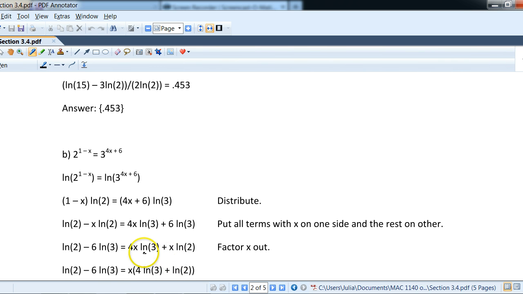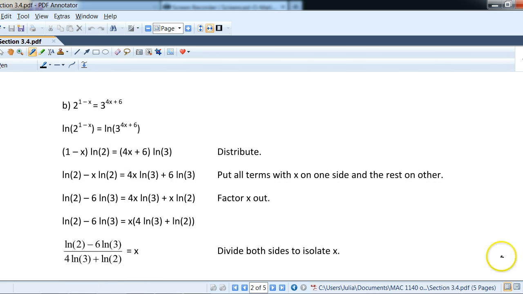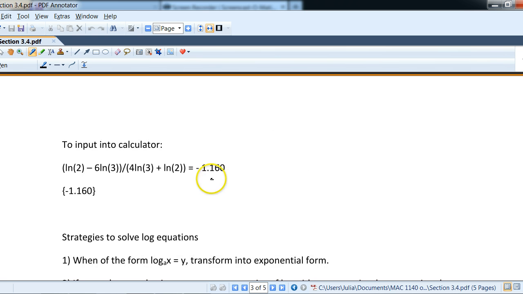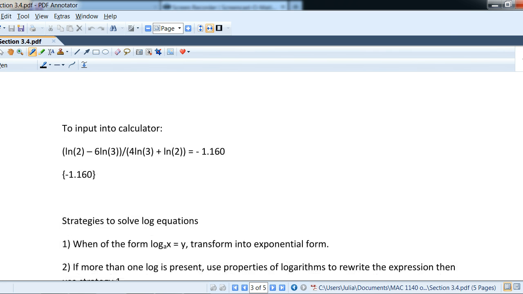So once you have all the x's on one side, you can factor it out. Then you can divide by the remaining expression. So we get this. This is the exact answer, basically. And again, you can put it in the calculator using parentheses. And what I got was negative 1.160 to 3 decimal places. Okay? Now, on to log equations.